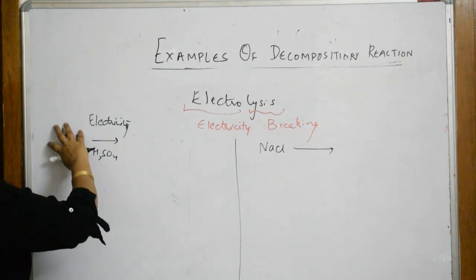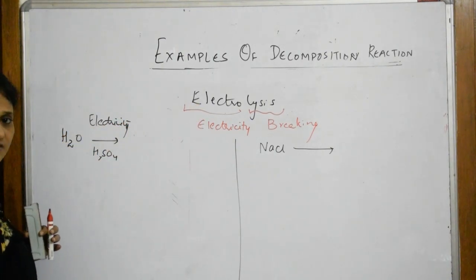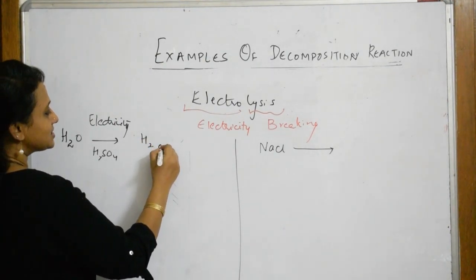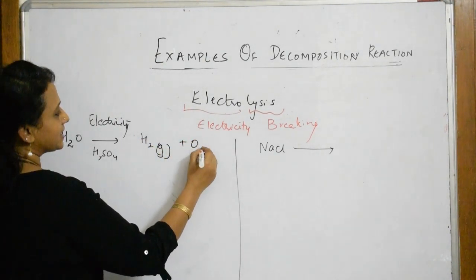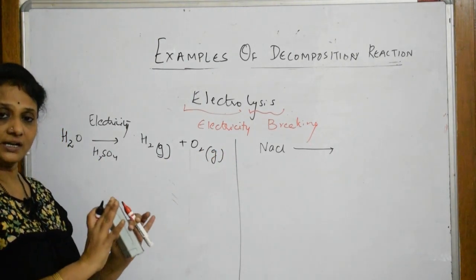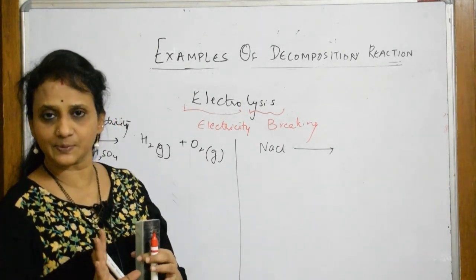Remember. So water, when you allow it to undergo electrolysis, or you supply electricity, it breaks up into two: one is hydrogen gas and the other is oxygen gas. Remember this. Now, hydrogen gas goes to one electrode, oxygen gas goes to the other electrode, and the bubbles you can observe in the experiment.